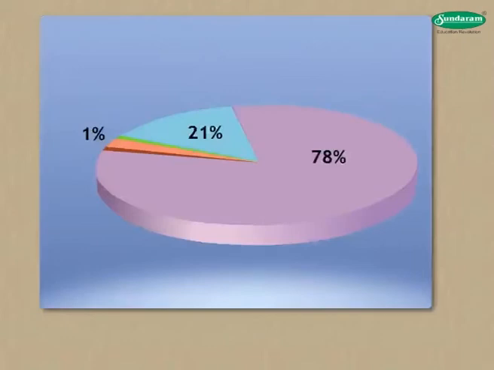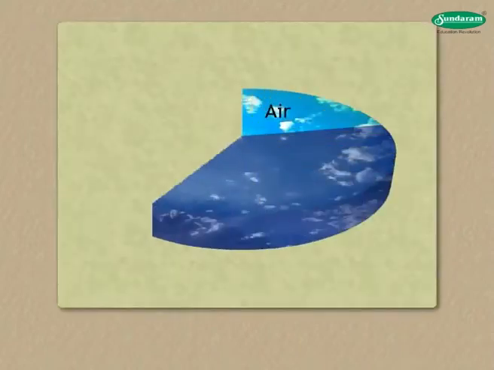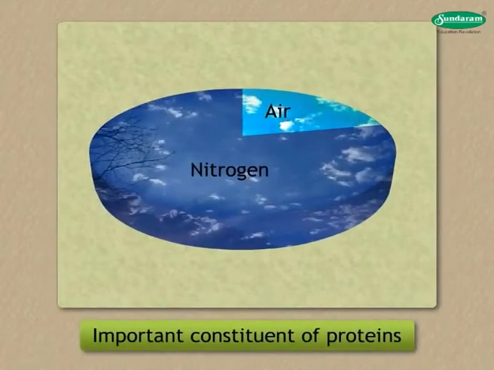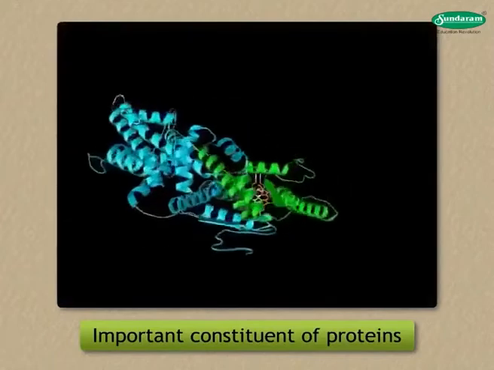Just to check your memory, at the beginning of the chapter, we discussed the proportions of various constituents of air. Amongst them, nitrogen, 78%, is the major gas. So, now we shall learn about nitrogen in detail. Nitrogen. Air contains nitrogen in maximum proportion, that is, 78%. It is an important constituent of proteins.